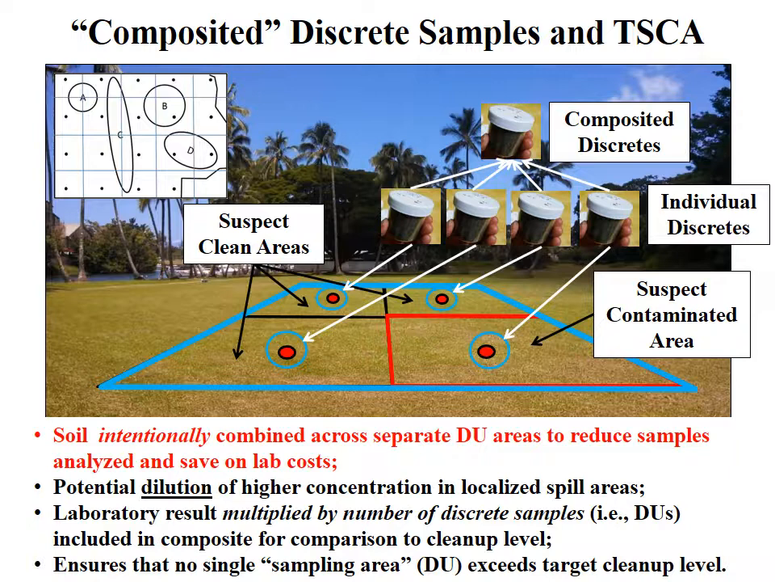Let's say you did combine these four samples together. The laboratory comes back with their composite sample, and they say, well, we got a concentration of 1 ppm. Under TSCA and under strict ideas of looking at composite samples, you have to assume that the maximum concentration in any one of those discrete areas, not necessarily discrete samples, but discrete DU areas, was 4 ppm if your composite was 1 ppm. Maybe the other three were clean and all the PCBs were just in one area. That's the way composite sampling works under TSCA. And that's why multi-increment samples aren't composite samples. In reality, we're compositing DUs, not necessarily samples. This ensures that no single sampling area, as they would say in their guidance, or what we would call a decision unit, exceeds a target cleanup level.